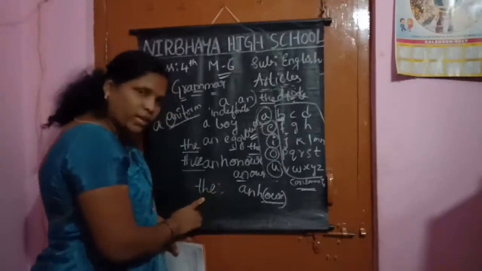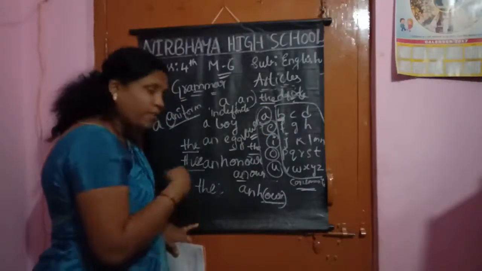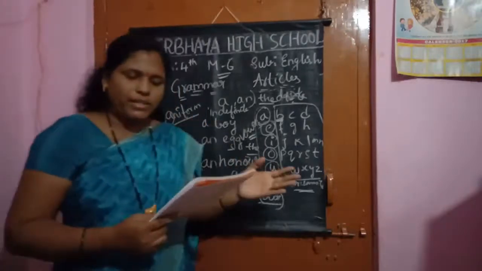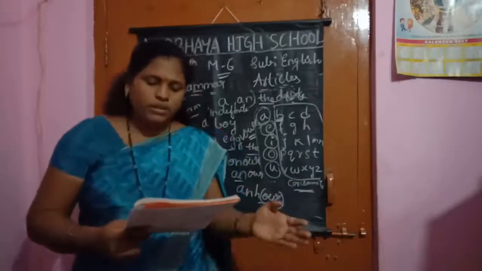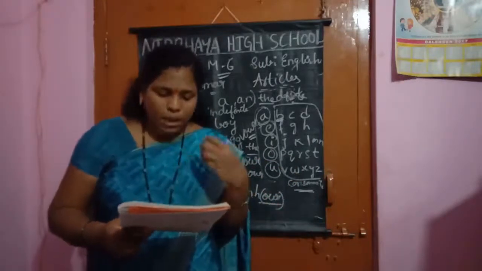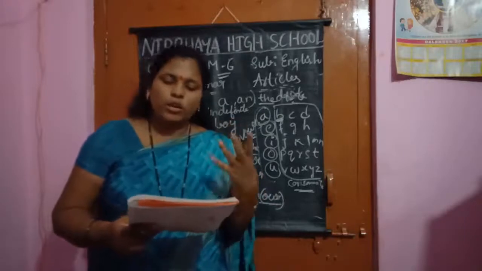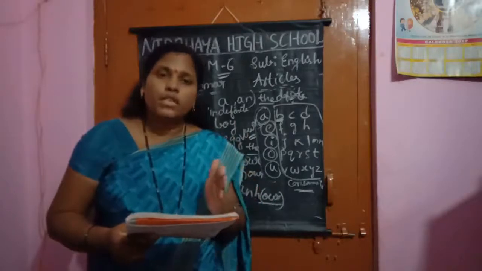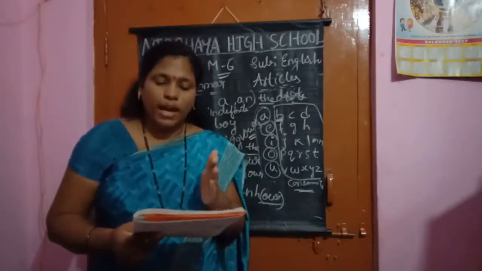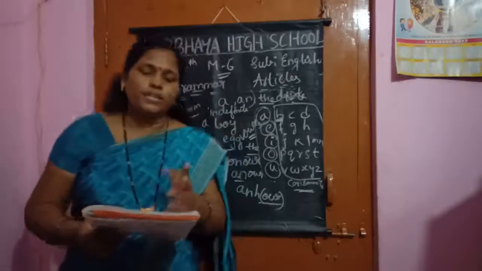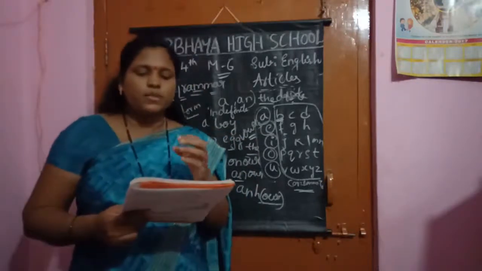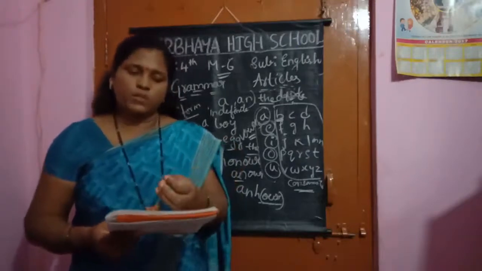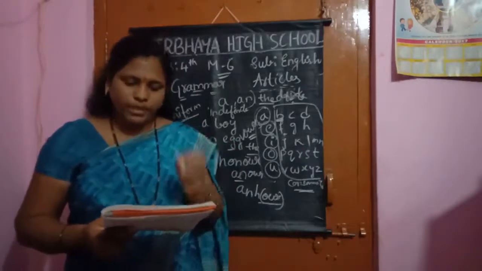We will write T-H-E, "the" only. But when we are pronouncing, we will pronounce "thee apple, thee elephant, thee ice cream, thee orange, thee umbrella". Understood, children? For the consonant sounds, we will pronounce "thuh". For the vowel sounds, we will pronounce "thee". Remember these two points. We pronounce "thuh" when the next word starts with a consonant sound, and "thee" when the next word starts with a vowel sound. Understood, children? This is about "the".